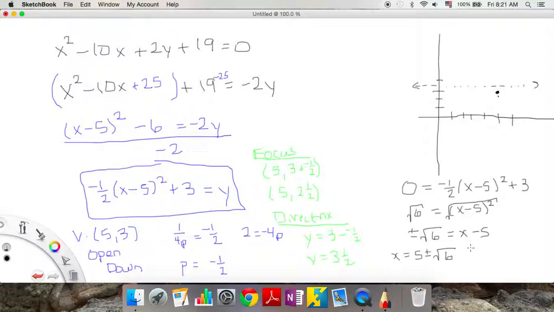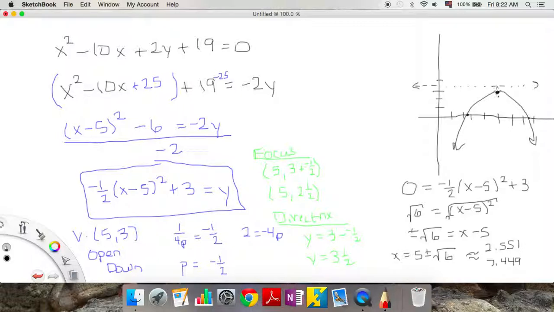Now, what is that in decimals? Because it's kind of hard to see this with a graph. Well, that's approximately 2.551 and 7.449. So we go and we know we're going to be here. 1, 2, 3, 4, 5, 6, 7, 8. And we're going to be here. So we've got this one and this one. And again, graph paper would be much better.